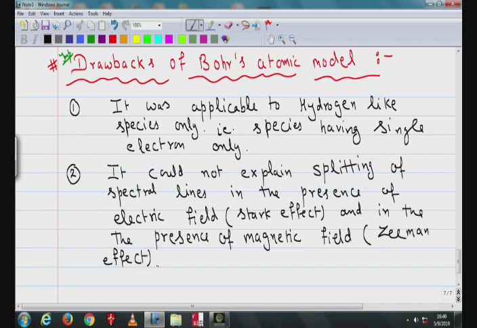Again, the drawback. So guys, these are the first two drawbacks. We will discuss many more drawbacks of Bohr's atomic model. First of all, note down that the first drawback was it was applicable to hydrogen-like species only, and the second was splitting of spectral lines in the presence of electric and magnetic fields, which is known as the Stark effect and the Zeeman effect. Note it down quickly. Then we will move on to the next drawbacks.